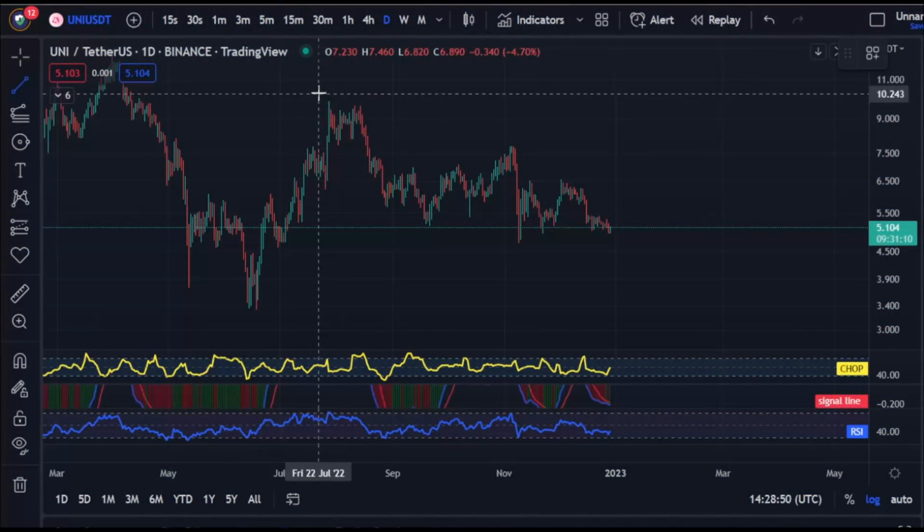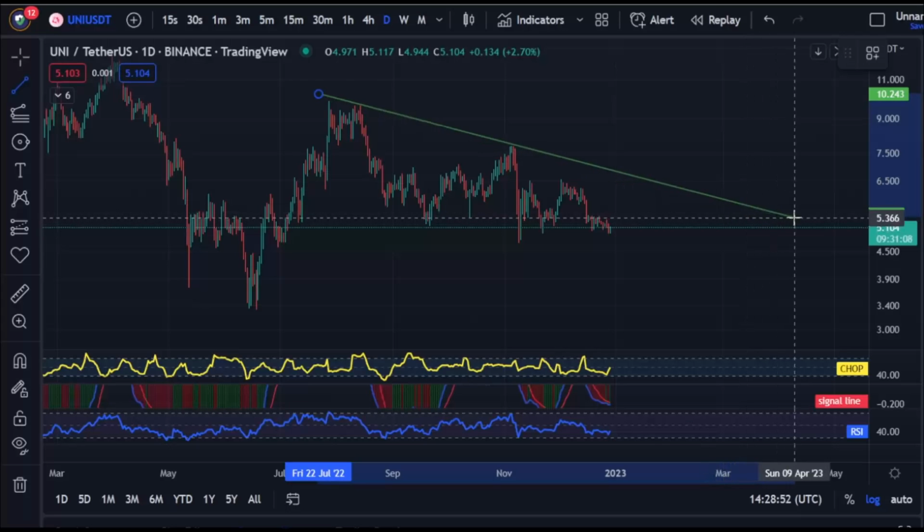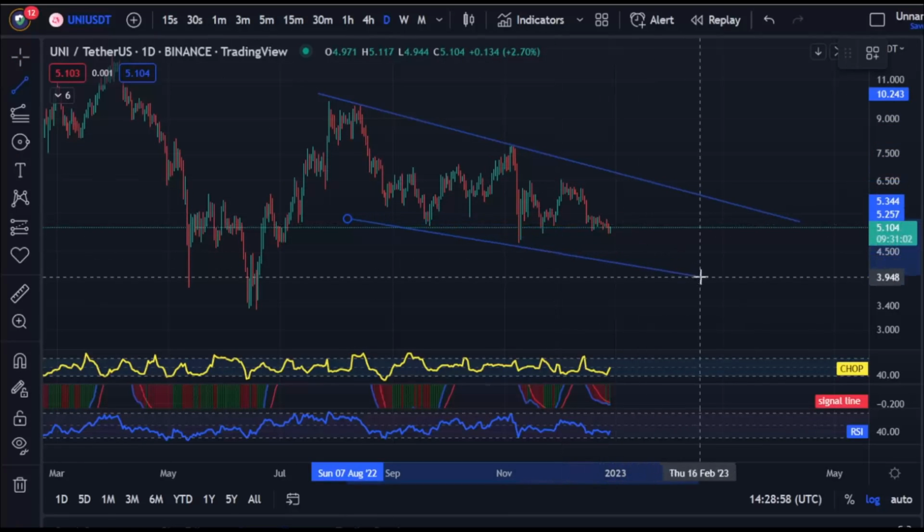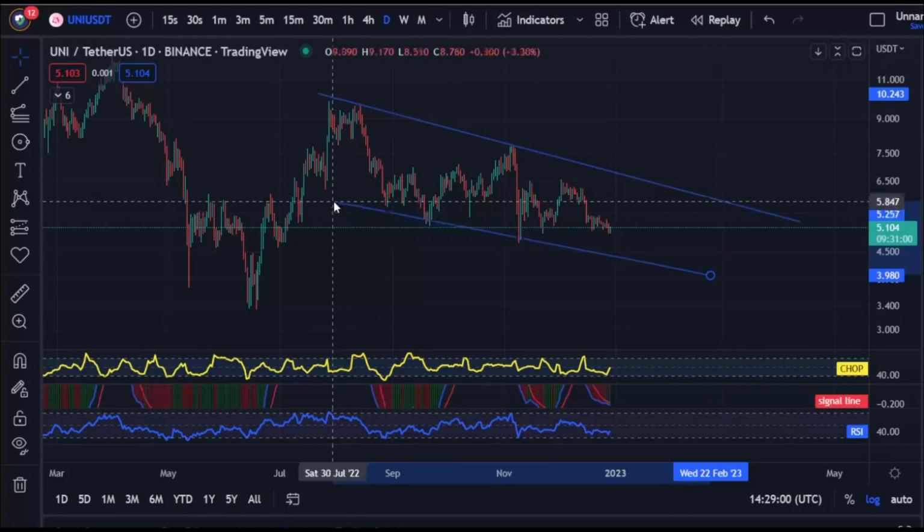Last in today's review, we will check the UNI to USDT chart, also on a single-day time frame. First, we will use the blue lines to mark the downtrend channel in which the price is currently moving.